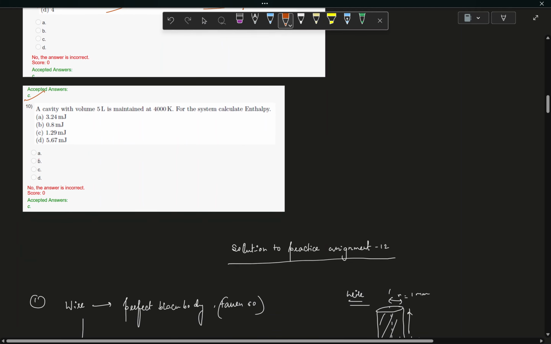So the last question is question number 10: a cavity with a volume of 5 liter is maintained at 4000 Kelvin. For the system, calculate enthalpy. Now enthalpy is H that you have to calculate. You have the information about the cavity volume V and the cavity temperature T. You have to know what H is. So let us solve this.